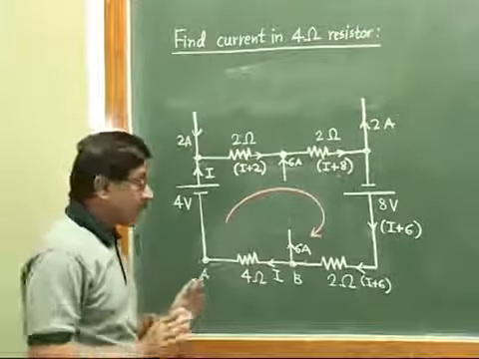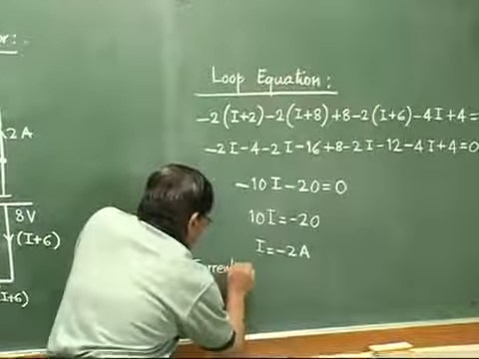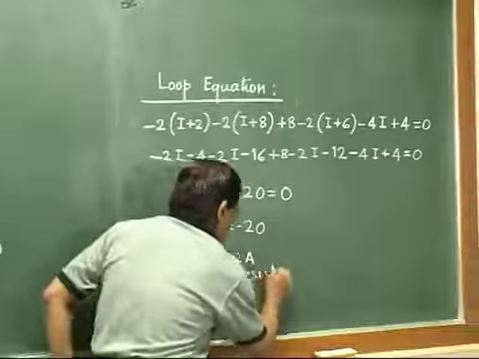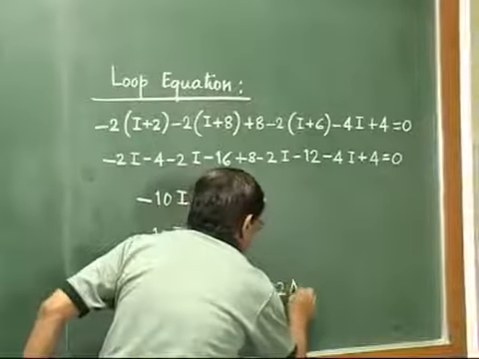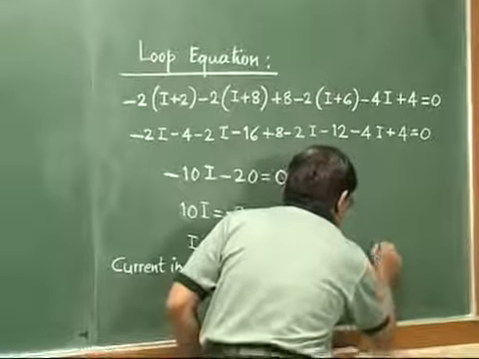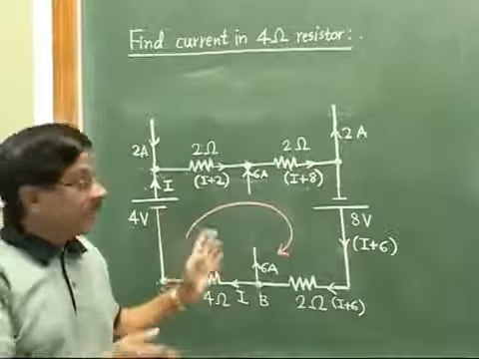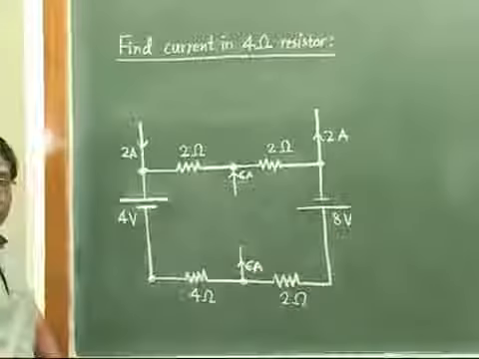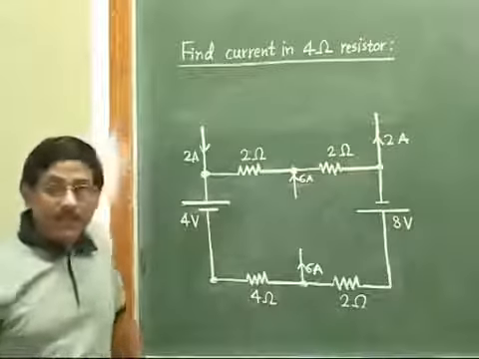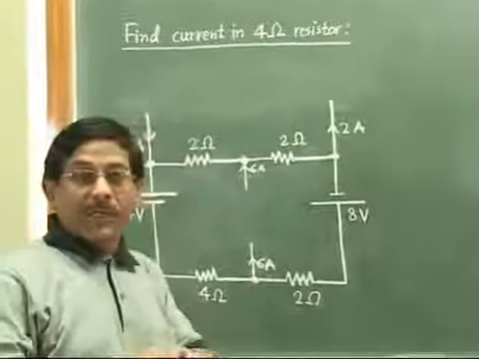So what is our conclusion? Our conclusion is that, finally we have to write like this: current in 4 ohm resistor is equal to 2 ampere, and then in bracket we just mention the direction from A to B, because we got a negative answer. This way the given circuit is simplified and we can solve it. Now let us see the solution of the same problem by using Thevenin's theorem. Okay, so let us use the steps which we have studied in the lecture on Thevenin's theorem.